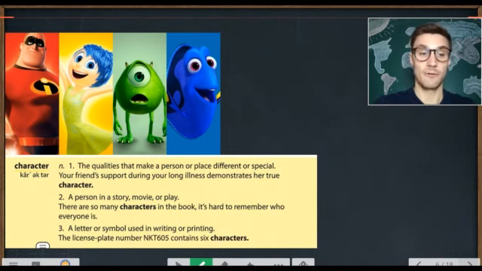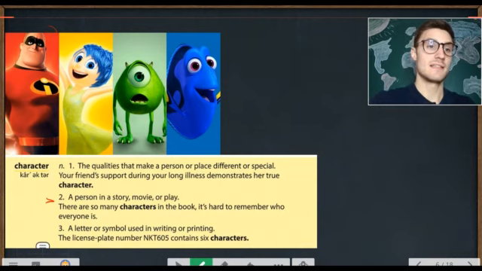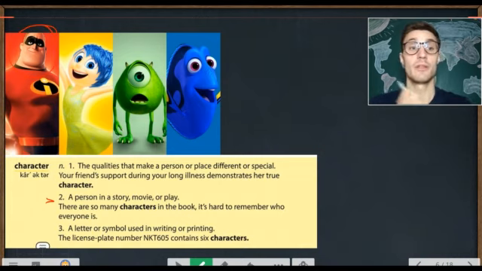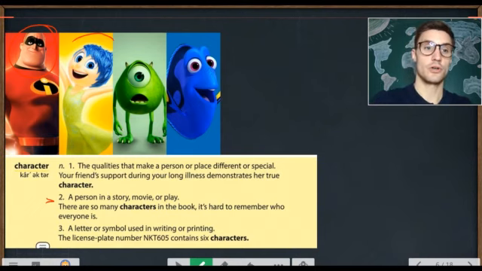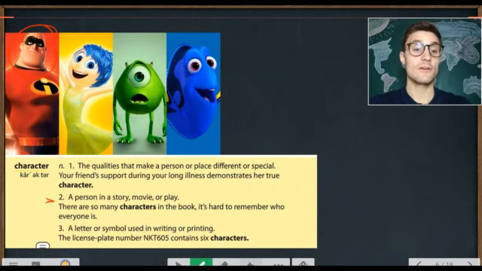The second meaning for character, also a noun meaning, is the name of a person in a story, movie, or play. This is Mr. Incredible from the movie The Incredibles. Not sure who she is, a fairy in a movie. This is Dory from Finding Nemo. And I forgot this guy's name. Do you know it? He's a character from Monsters, Inc. There are so many characters in the book, it's hard to remember who everyone is.